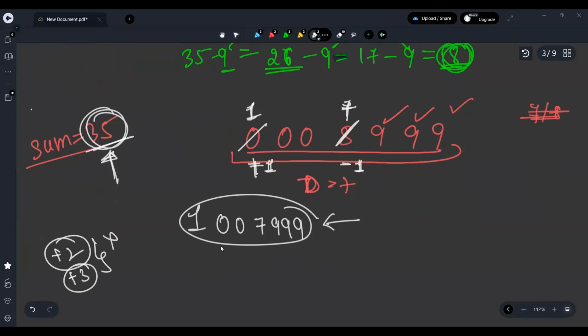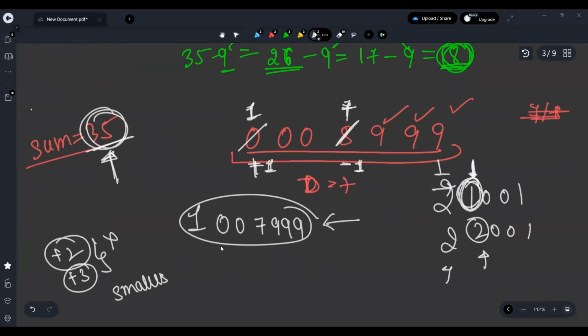No, because we want the smallest number. For the smallest number, compare 1001 and 2001. Which one is smaller? This one. Why? Because the first digit is the deciding factor. Let's say the next digits are 2, 2, so these are the same, fine. The first smaller digit is 1, so 1 is the smallest. So we have to keep the smallest number at the front.